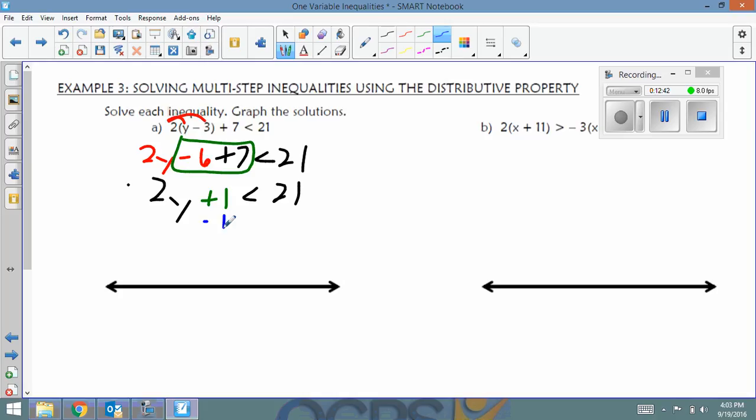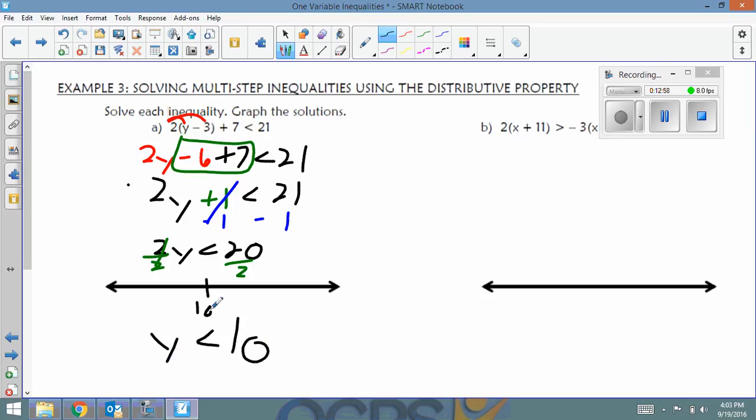We're going to subtract 1 from both sides. So I get 2y is less than 20. We're going to divide both sides by 2. And because the number in front of y was not negative, we don't flip the sign, so y is less than 10. I'll go ahead and graph this one. Remember, open circle because there's no line underneath it. And this tells me that it's shading to the left, so we're going to shade everything to the left.